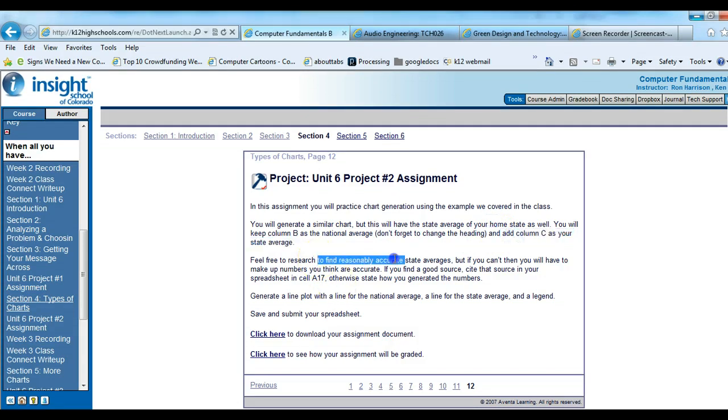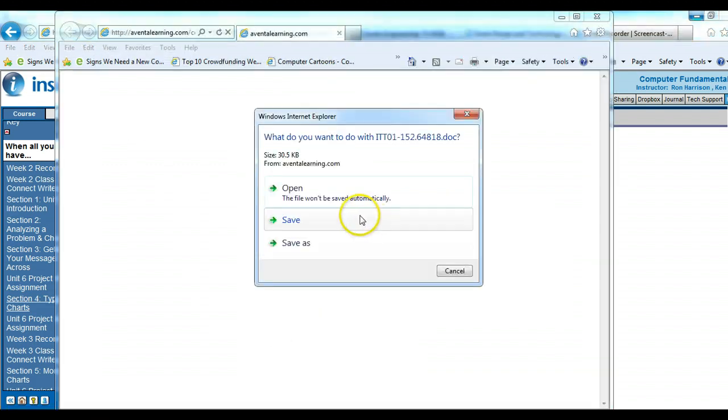And you can either put your own data in, or you can search online to find actual Colorado prices. Then you're going to generate a line plot for the national average, and a line plot for the state average, and a legend. And then submit your spreadsheet. I'll show you an example in a minute. So let's look at how you're going to get graded.